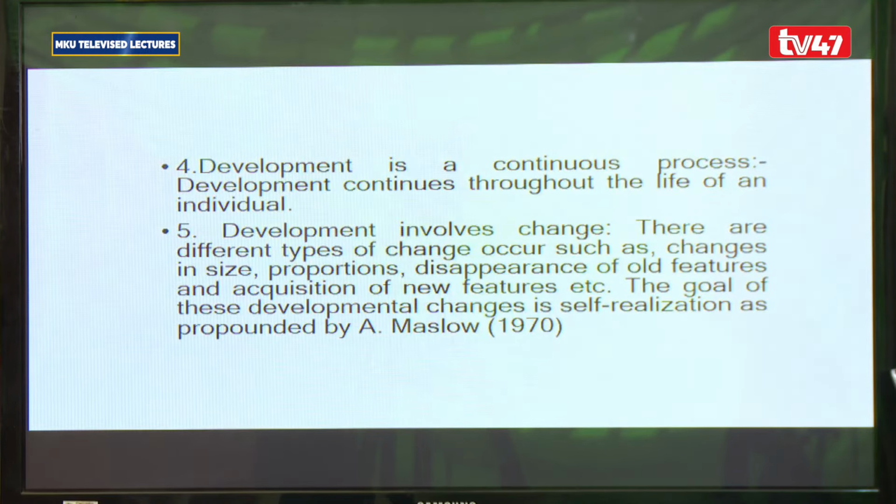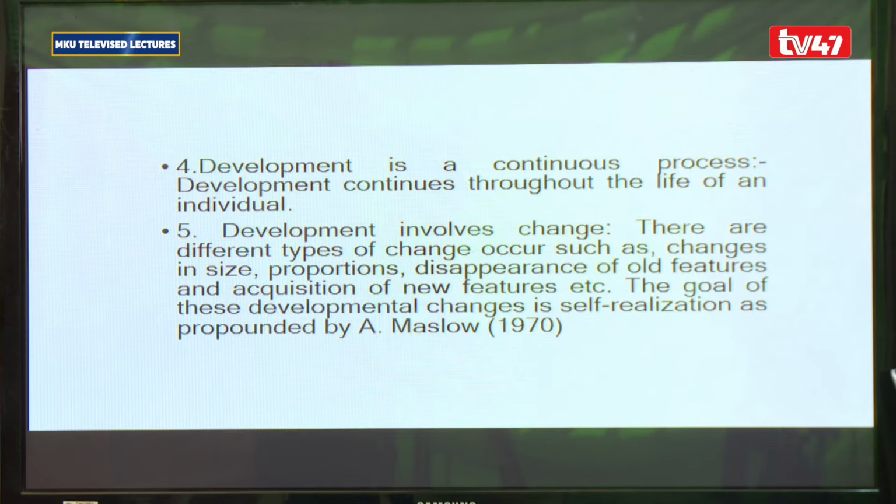Number 4, development is a continuous process. And when you say development is a continuous process, it takes place throughout the entire lifespan. At no time do we have development getting to an end or stalling. It is a continuous process, but sometimes you find there are some phases of growth and development where it is accelerated. For example, during the first 2 years of life, the baby grows very fast. At adolescence, also, we have what we call the growth spurt.